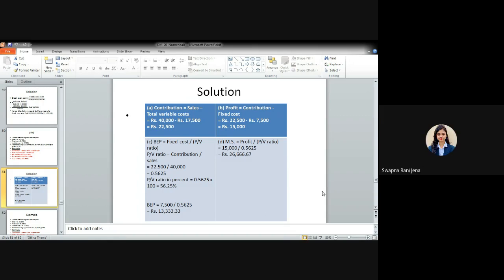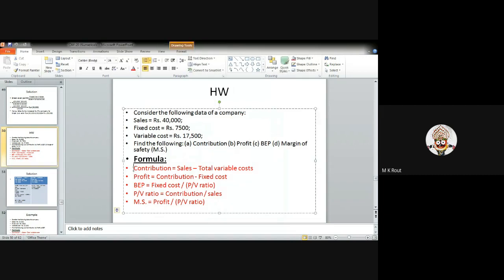Yes, sir. So it is my personal advice to all of you that you must remember these 5 formulas for all kinds of break-even point analysis, whether it is 2 marks questions, 6 marks questions, or 16 marks questions. Some MCQs will appear from the break-even point, whether you have to calculate the contribution, the PV ratio, or the margin of safety. Is it clear to all? Yes, sir.